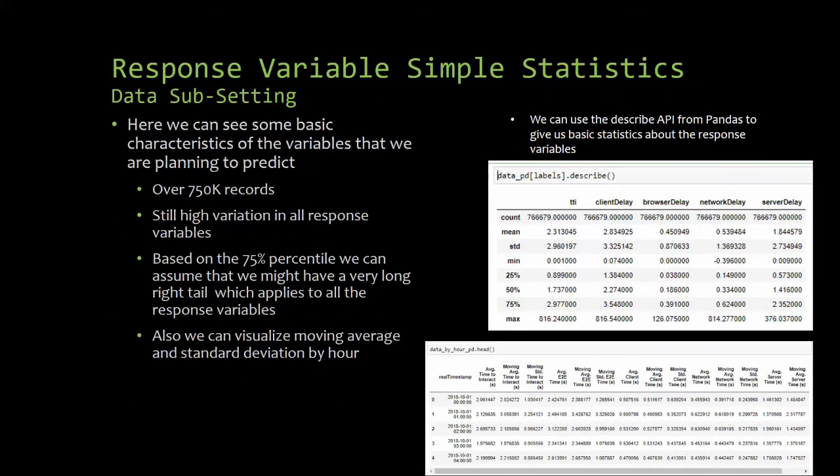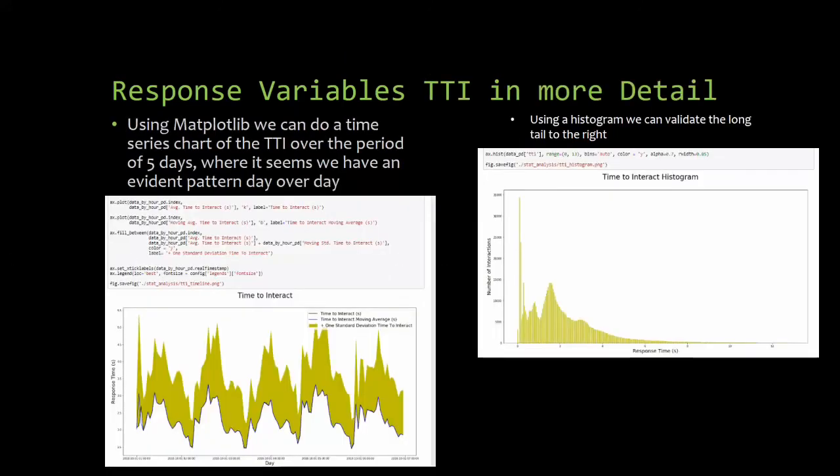With the data subsetting mentioned in the previous slide, now we have over 750,000 records. While looking into the descriptive statistics using Pandas, we can still see high variation for those different response variables. Now, let's look into the moving average. Using Matplotlib, we can chart those moving averages, including an area chart with one standard deviation, which still shows high variation. Using a histogram, we can see the long right tail which the TTI response time distribution has.